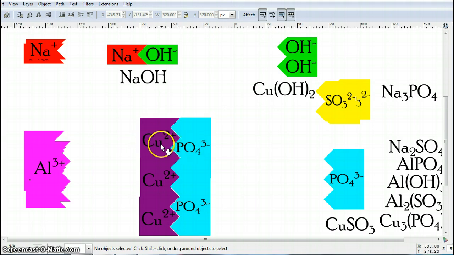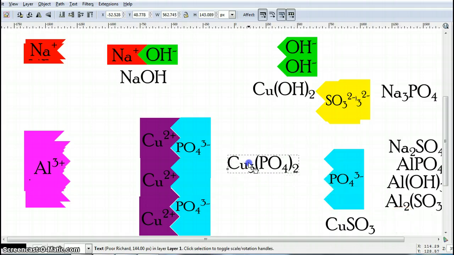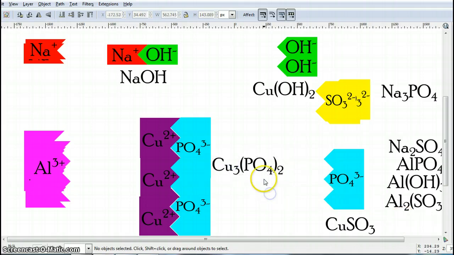The two ions that were participating were copper 2 and phosphate, but the ratios are that I needed 3 of the copper 2s with 2 phosphates. So the formula that we would use here would be Cu3(PO4)2. Again, notice the parentheses are used here to indicate that I have 2 of those phosphate guys, and that is how we go about the naming.